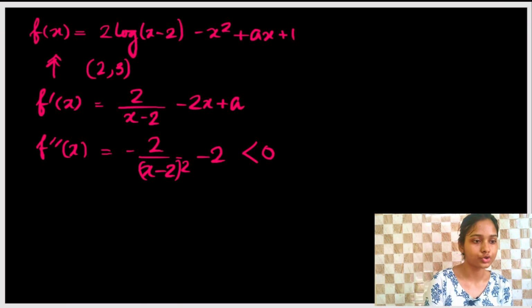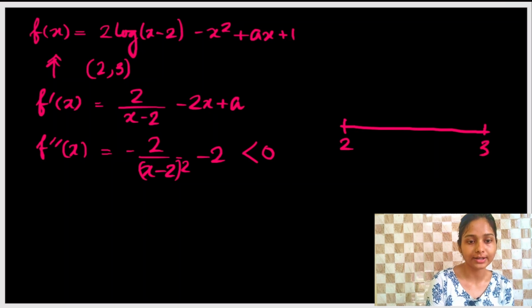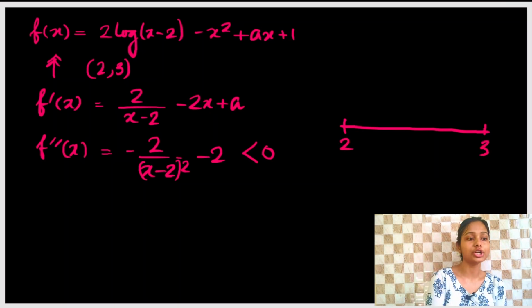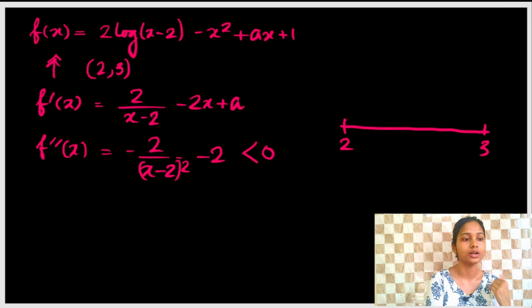So let me draw this function one more time. We want to draw it in the interval 2 to 3. So first at 2, the function f(x) is not defined, as we have log of (x minus 2). Log is defined for x minus 2 greater than 0. So for x greater than 2, this function is defined. Before that, it is not defined. Okay. So from here, what we have?